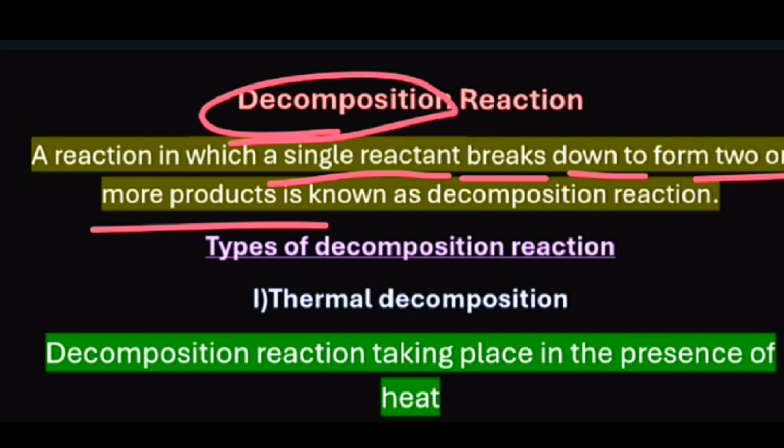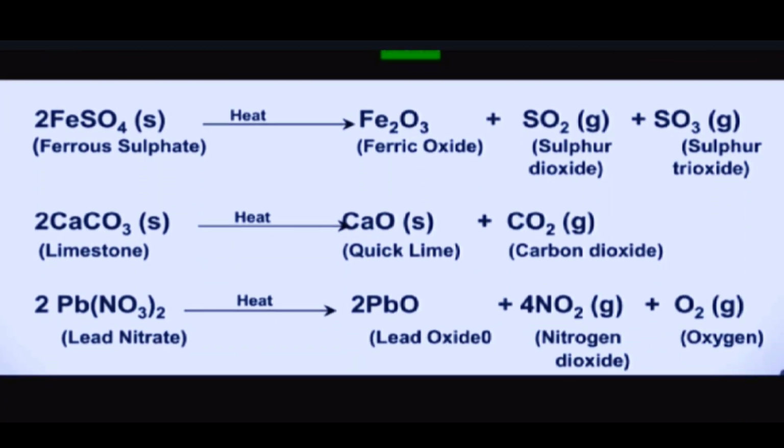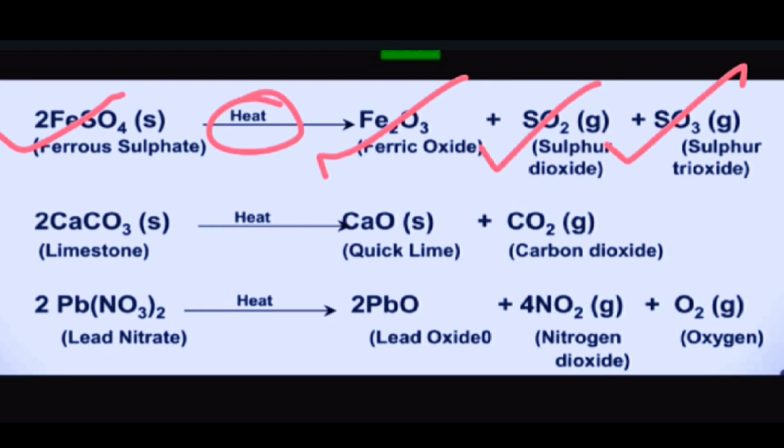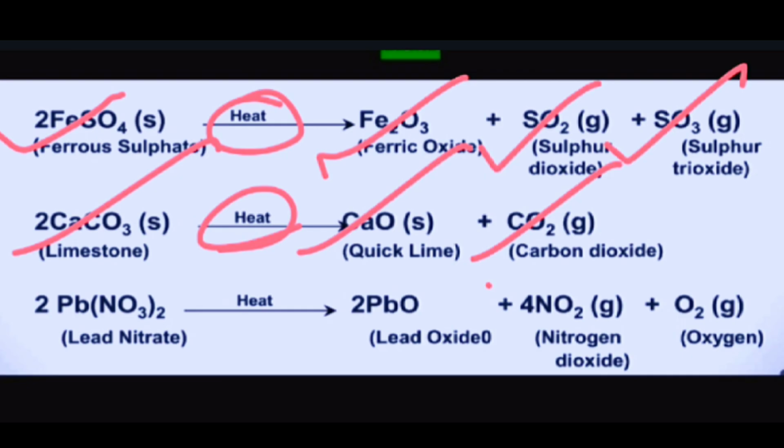Types of decomposition reaction. The thermal decomposition. So when something is broken down into some pieces and heat is involved, definitely it is a thermal decomposition, right? For example, the breakdown of ferrous sulfate to ferric oxide, sulfur dioxide and sulfur trioxide. It requires heat. Without heat, this reaction is not possible. Similarly, calcium carbonate, with the help of heat, is broken down into calcium oxide and carbon dioxide.